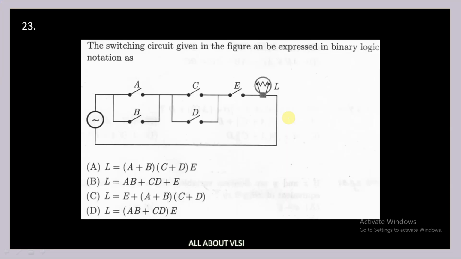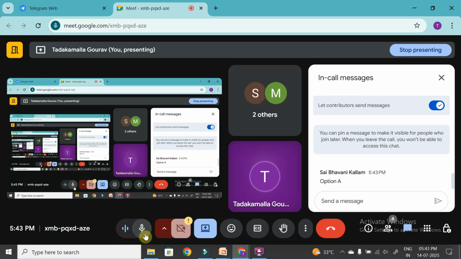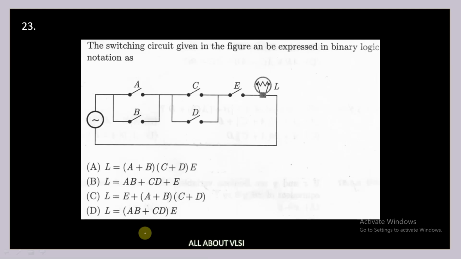Next. Try this question. So how to solve this question? If we get this type of question, we can analyze like this. For this bulb to turn on, the mandatory condition is E should be on. E should be compulsorily closed. And if your A is open or B is open, there is no mandatory condition that A should be closed and B should be closed compulsorily.